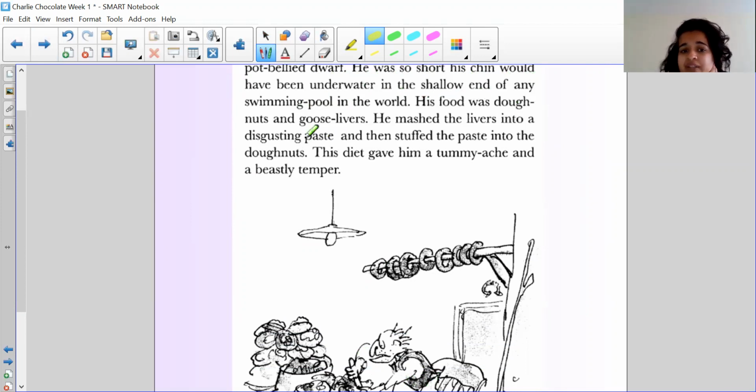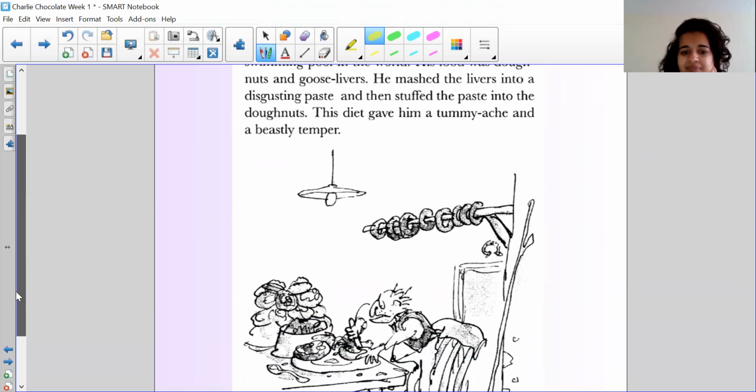His food was donuts and goose livers. So have a look at the picture over here. You can see the donuts. And livers is a part of your body. Okay, it filters out toxins. And he eats donuts and goose livers. He mashed, which means he smashes it up. He mashed the livers into a disgusting paste and then stuffed the paste into the donuts. You can see him doing that over here.